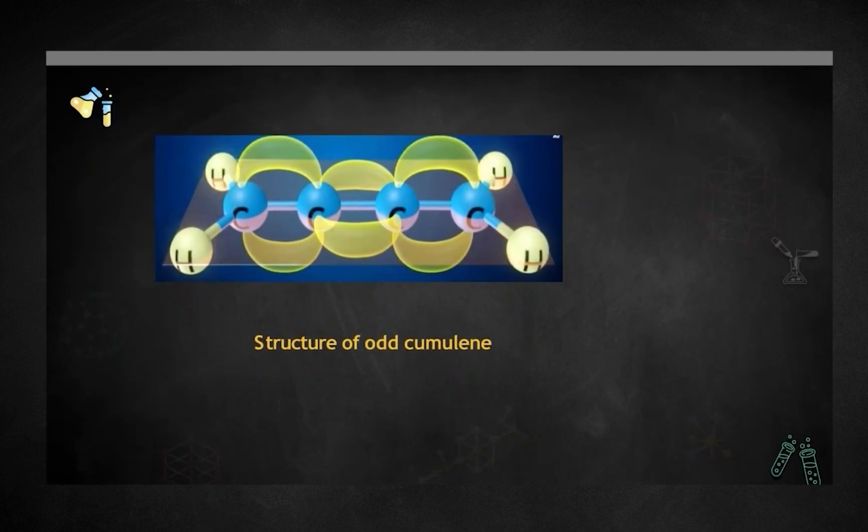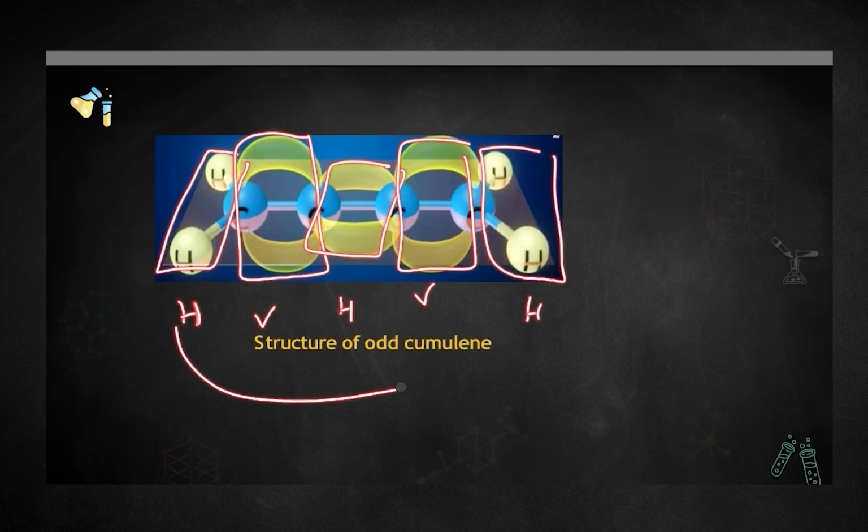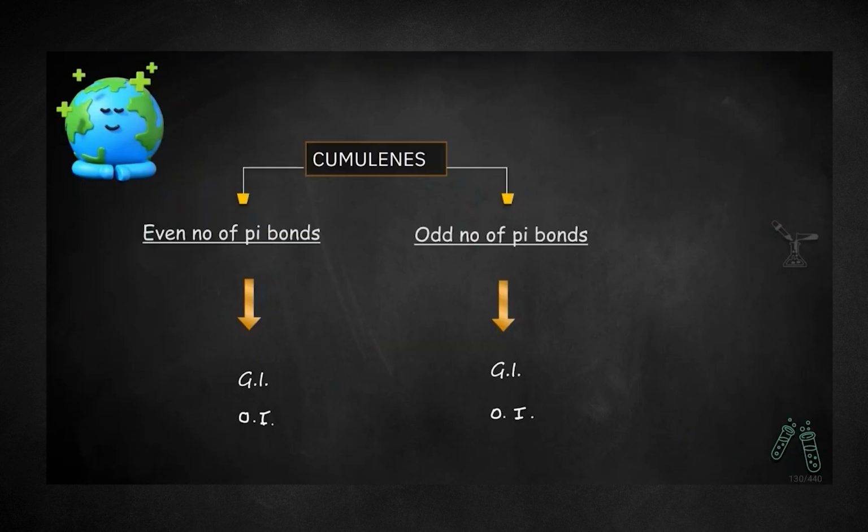Here now see the 3D molecular diagram for the odd cumulenes. See the terminal valencies. This is, suppose, horizontal, this is vertical, this is horizontal, this is vertical, and again this is horizontal. So the horizontal ones are lying in the same plane. I hope it is very clear. So cumulenes with an even number of pi bonds cannot show geometrical isomerism but can show optical isomerism. But with an odd number of pi bonds, it will show geometrical but cannot show optical isomerism. And this is the conclusion.